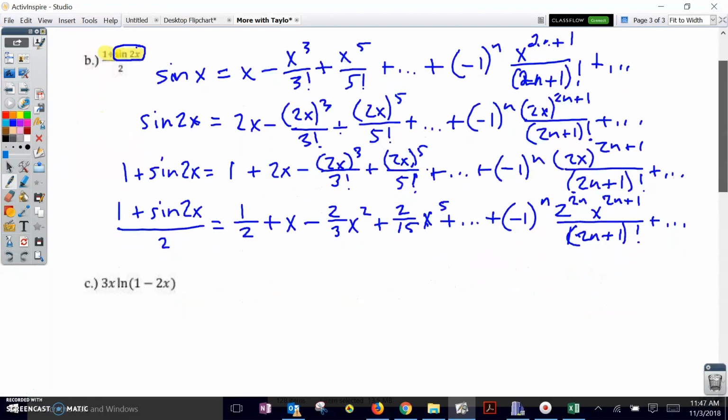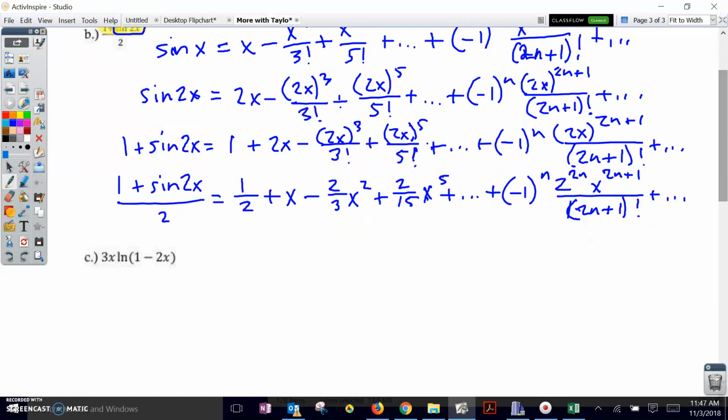All right, let's go on to part C. A series for 3x times the natural log of, interval of convergence up here is going to be all reals again, since the interval of convergence for sine was all reals. All right, next, 3x times the natural log of the quantity 1 minus 2x.